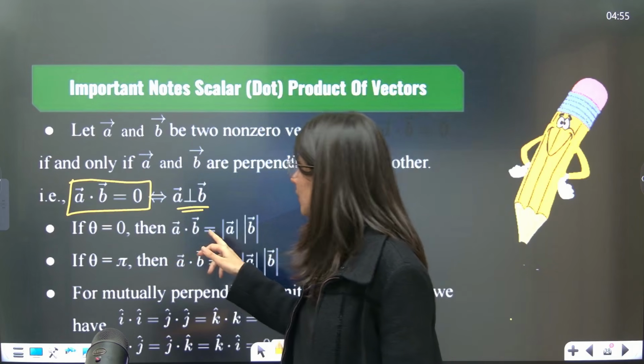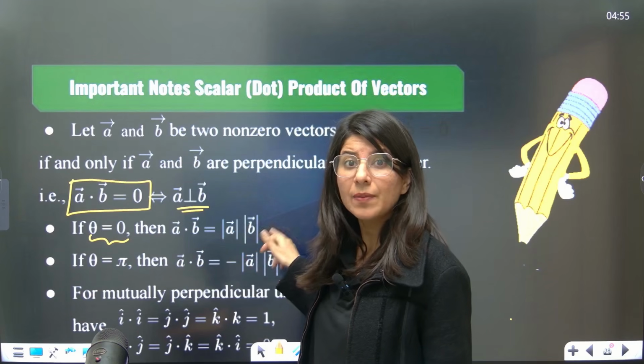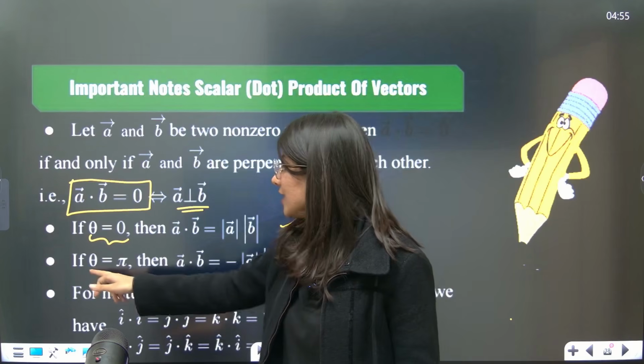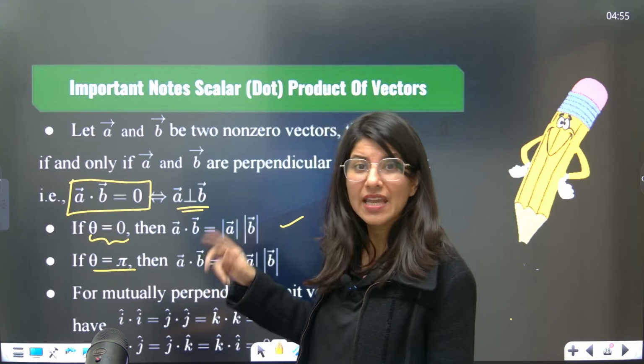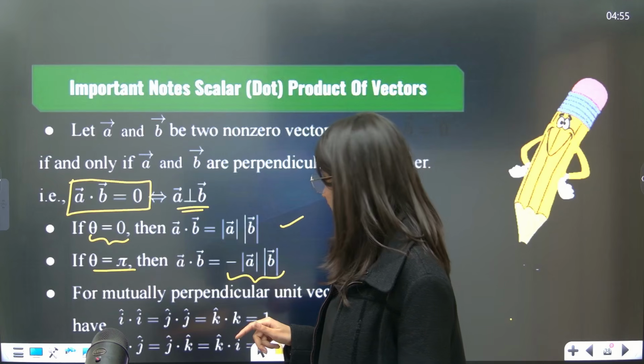If theta is 0, then A dot B will be AB cos 0. Cos 0 is 1. So this is also a thing. If theta is pi, then A dot B will be AB cos pi. Cos pi is minus 1. That is why you are seeing a negative sign over here.